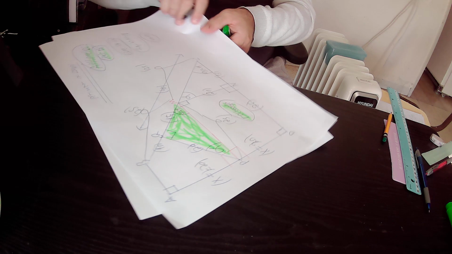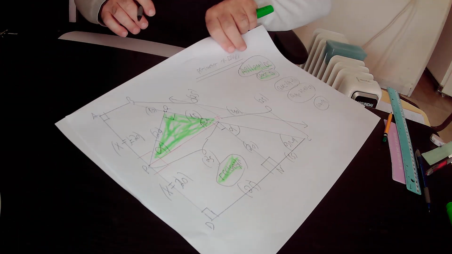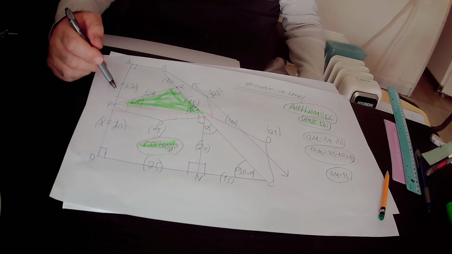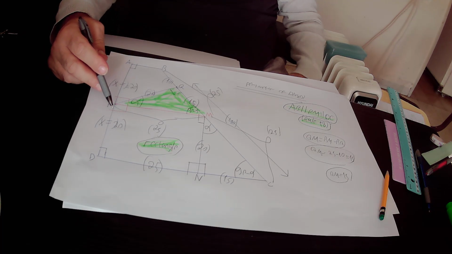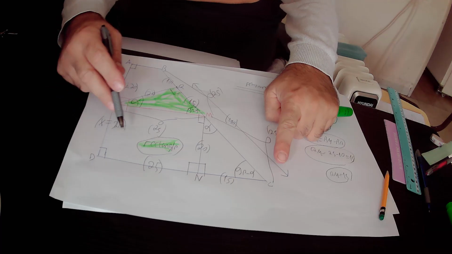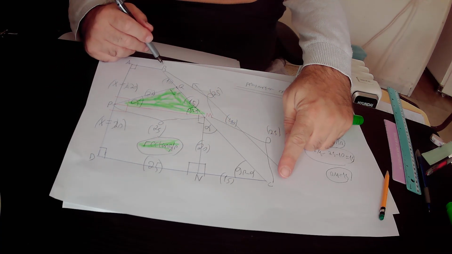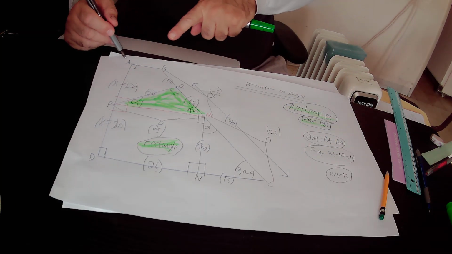So actually, we know that AD in total equals 20 plus 20, that is 40. DC in total equals 25 plus 15, that is 40. BC in total equals 10 plus 40, that is 50. The only missing side is side AB.